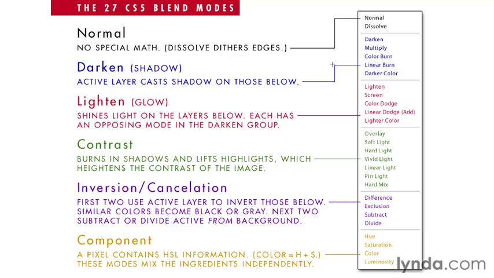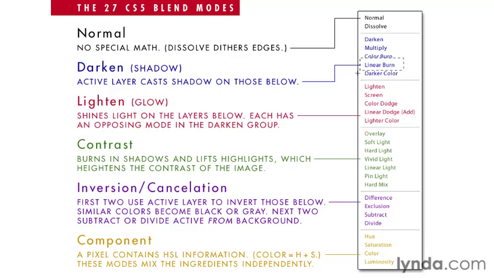And darker color, which I have to say is generally worthless. But I'll show you how that works later. But for now, just bear in mind that multiply is your really great darkening mode. Second to best is linear burn. And then the others you won't use that often.